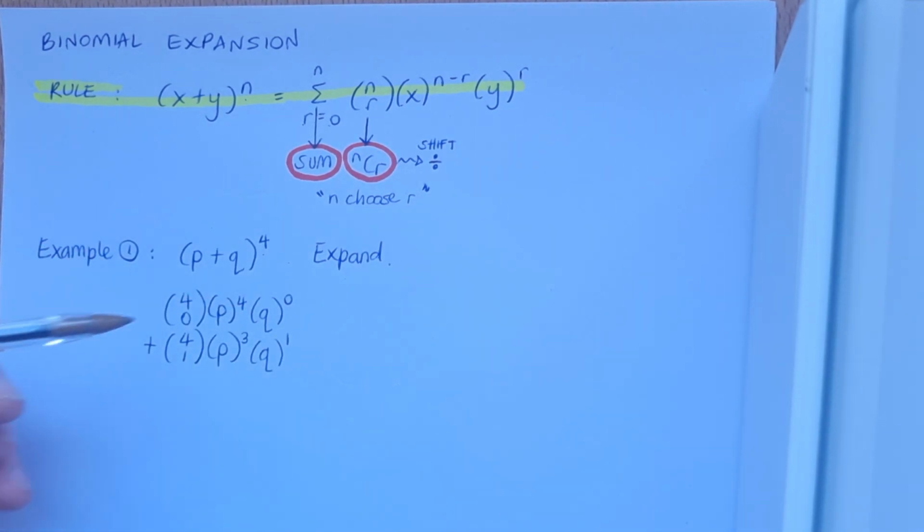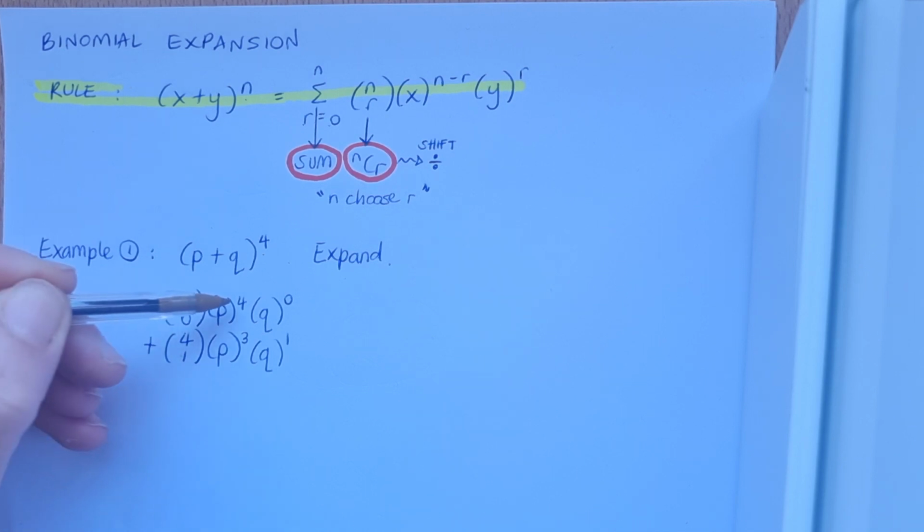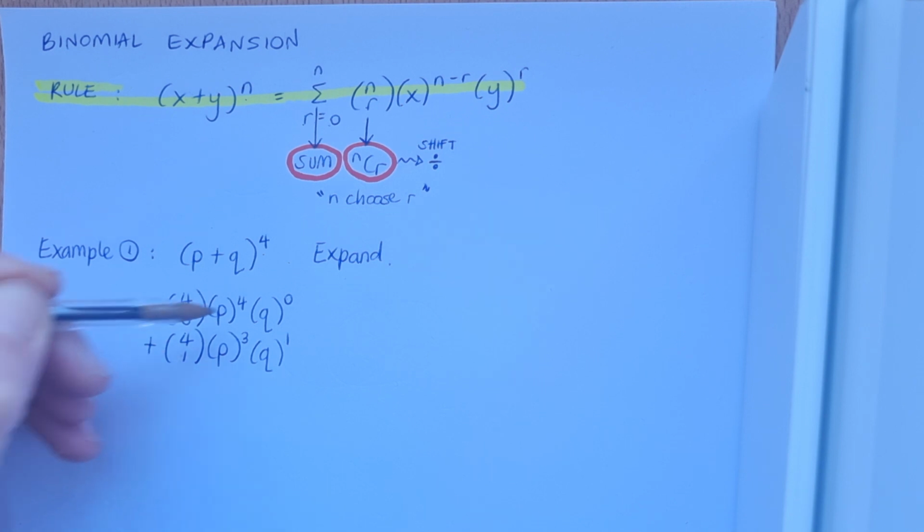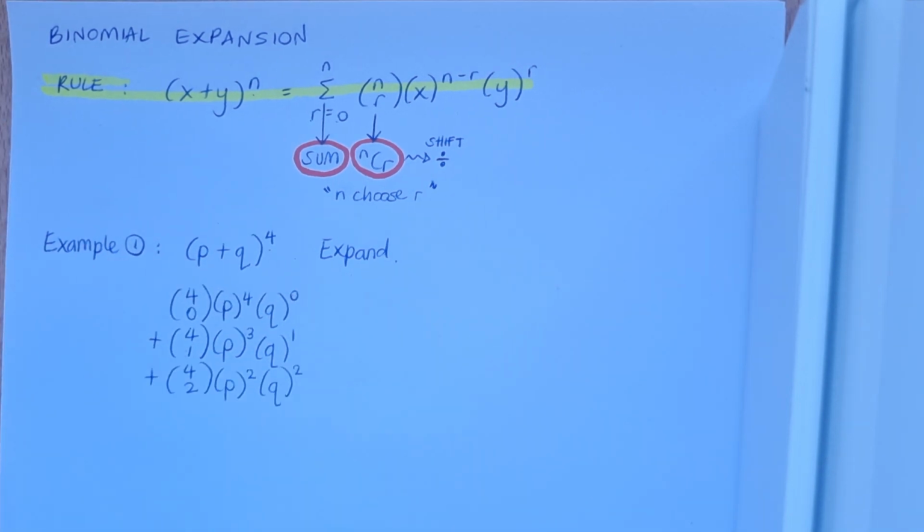So notice what's happening. I had 0, now I have 1. I had 4, now I have 3. I had 0, now I have 1. So I'm increasing this number, I'm decreasing this number, I'm increasing this number. Here's my next line, 4 choose 2, p squared, q squared.